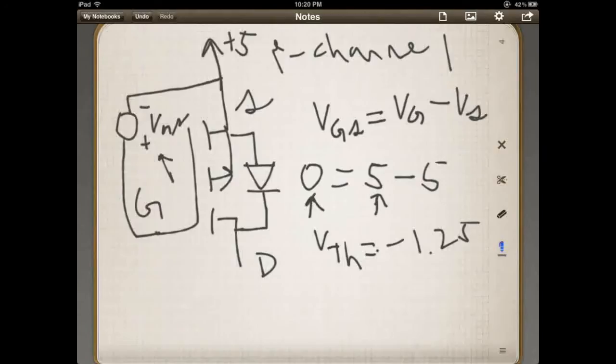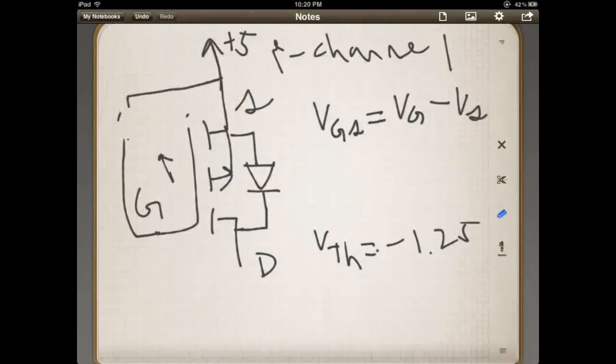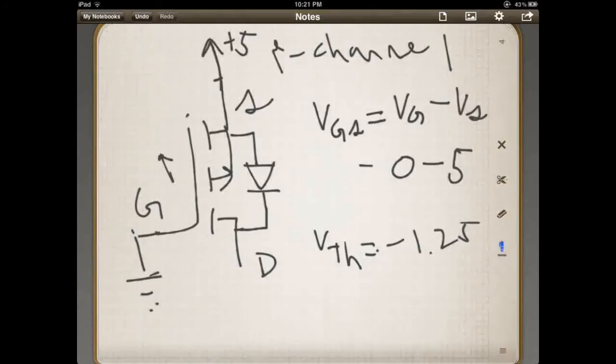An N channel, you put 5 volts on it, it turns it on. But if I change this around and I give it a 0, let's see, I'll just erase this. I take this out, and oh my, I didn't mean to erase all that. Undo. I take this off and I ground it. If I ground it, now I've got 0 minus 5. I get negative 5 volts.